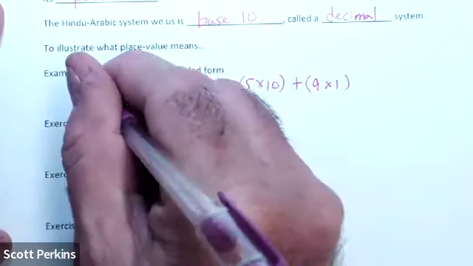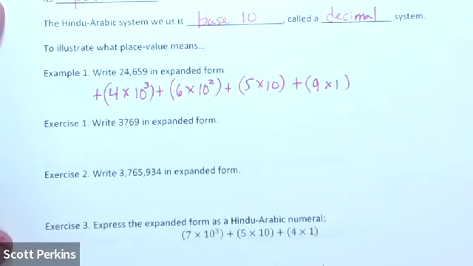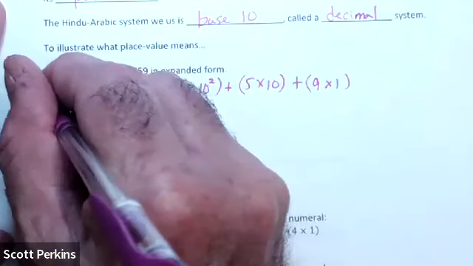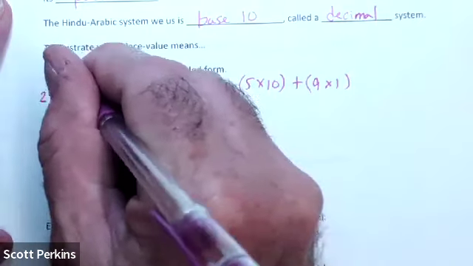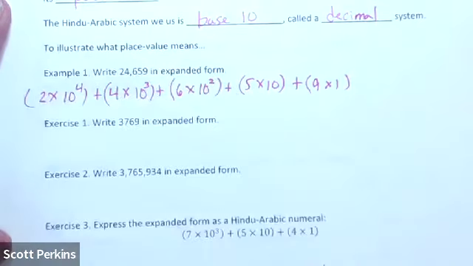And then finally, the 2 is in the 10,000s place. And so I'm going to have 2 times 10,000. But instead of writing 10,000, I'm going to write 10 to the fourth power.